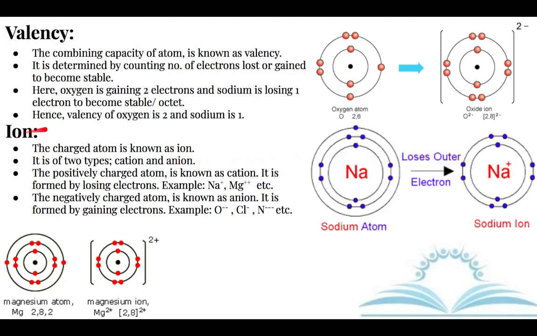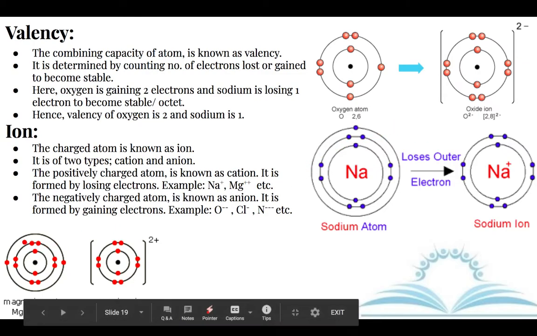So what is an ion? A charged atom is known as an ion. And it is of two types, cation and anion. A positively charged atom is known as a cation. So here the sodium ion is a cation because it is positively charged. And how is it formed? By losing electrons. An example is sodium, and the number of charges depends on the number of electrons lost or gained. Here sodium is losing one electron, so it is 1 plus.